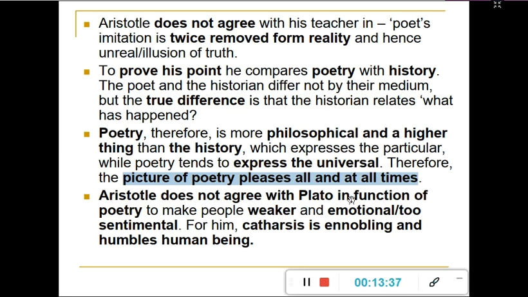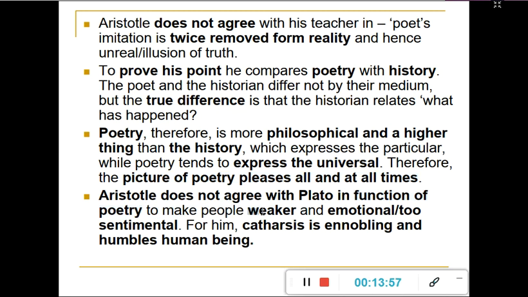Aristotle doesn't agree with Plato كمان على ايه؟ بصوا بقى الـ function of poetry. طبعا الـ function of poetry عند Plato كان قال لنا ايه؟ ان الـ poetry هو the father أو the main source of falsehood. The father of falsehood قال لنا Plato كده. لكن هنا بيكمل بيقول لنا لا، he doesn't agree with Plato. دي نقطة الاختلاف على فكرة.